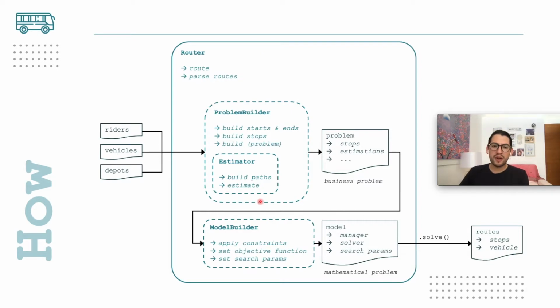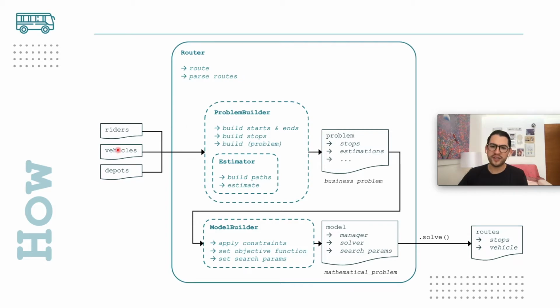We are talking about having two data structures. One is a problem, and the other is a model. The problem is our business problem. So think about it as having to know what our stops are, how long it takes to go from each stop to the other, which is represented by estimations, and so on. Whereas our model is our mathematical problem. So the model takes the business problem and translates it to math notation.